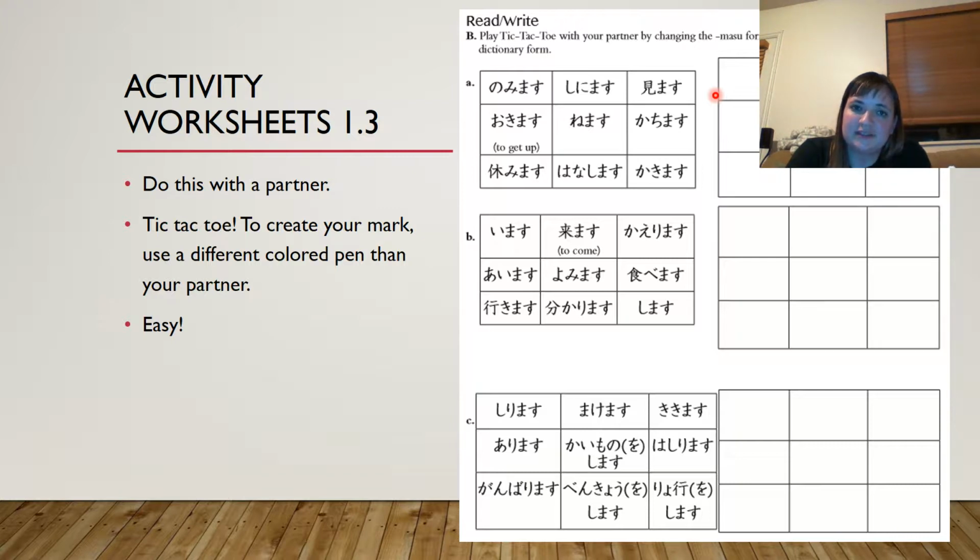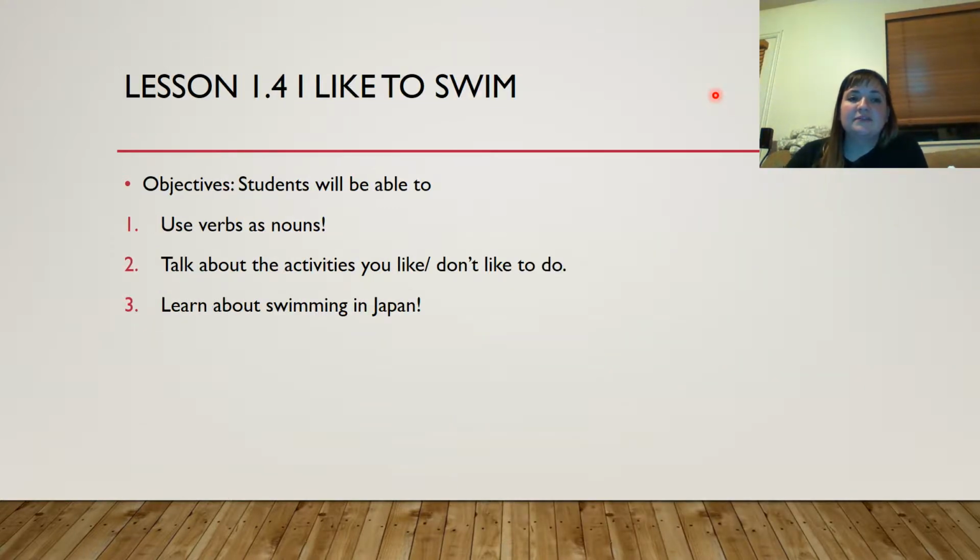So 出してください. That's it. 結構簡単ですね. It's pretty easy. So 続きましょう. So lesson 4 was titled I Like to Swim. なんか面白いですね. So what we're going to learn how to do in this lesson is use verbs as nouns. Woohoo! It's kind of exciting, right?